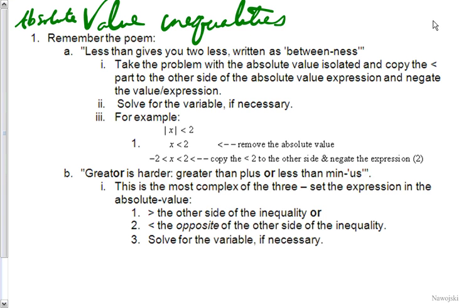Alrighty, in this video we're going to take a look at absolute value inequalities. I don't know where this fits in the book, but hey, it goes where it goes. Just kind of go with the flow. It's in my notes like this.